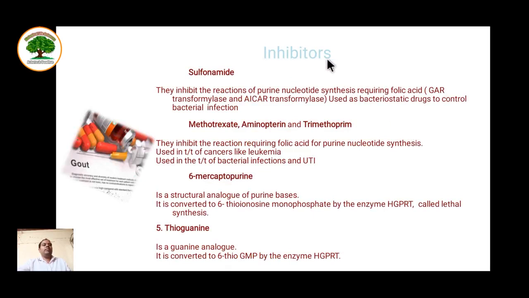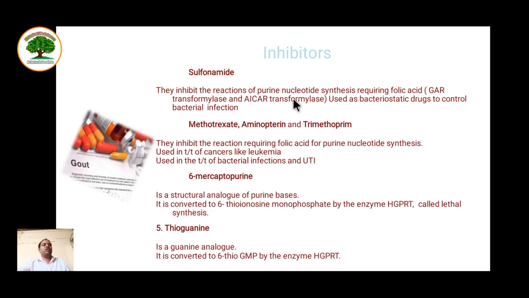Now let's see the inhibitors of the nucleotide synthesis pathway. You know, there are lots of antibiotics or different compounds that inhibit this pathway. There are different drugs that are prescribed by doctors to inhibit the synthesis of nucleotide in different bacteria in case of infection. Let's see the first one, sulfonamide. They inhibit the reactions of purine nucleotide synthesis requiring folic acid, that is GAR transformylase and AICAR transformylase, using bacteriostatic drugs to control bacterial infection.